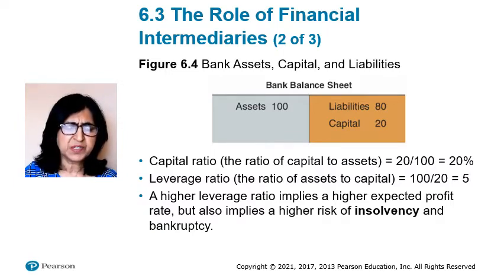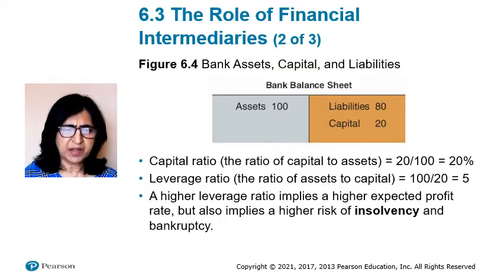Capital is the difference between assets and liabilities. This bank has capital equal to $20. You can think of the owners of the bank as having invested $20 of their own funds. Capital is entered in the right column. It plays an important role. The sum of liabilities and capital must be equal to the assets on the bank's balance sheet. If liabilities become greater than assets, the bank would be insolvent.